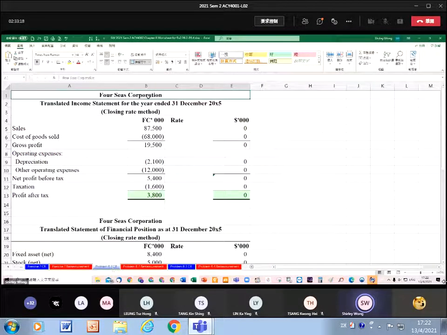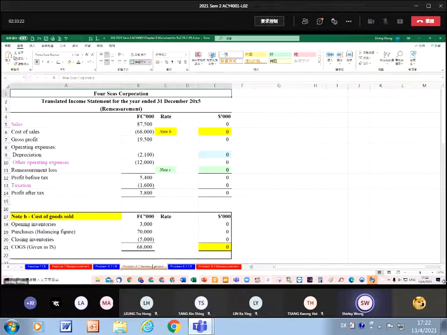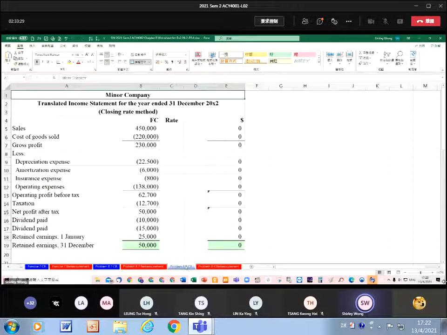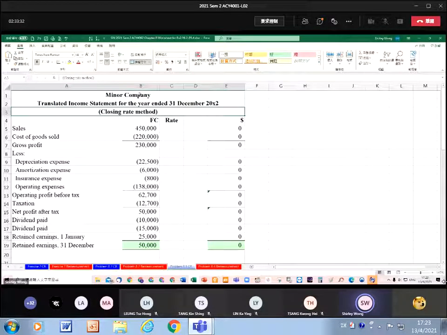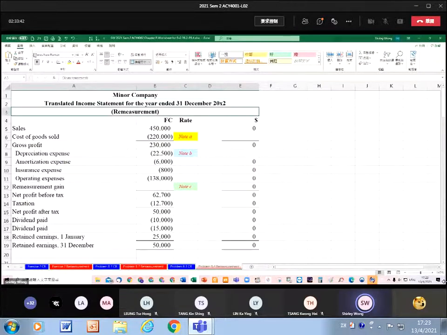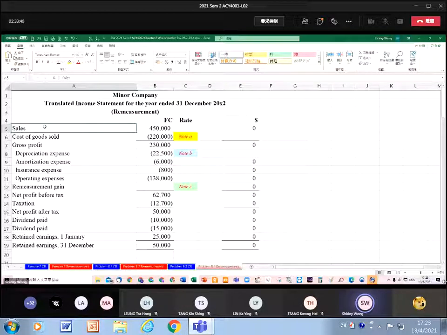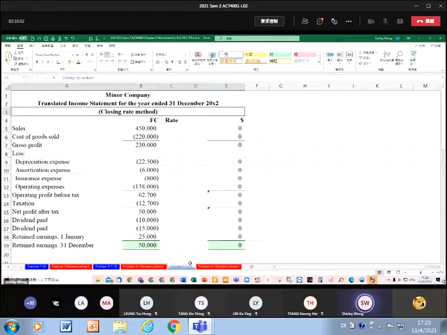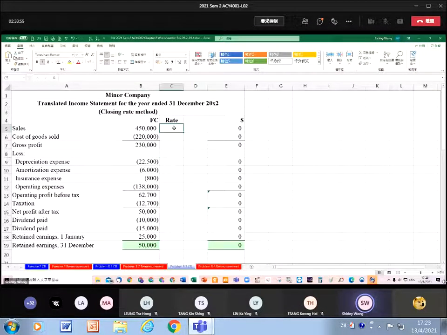And then for problem 8.2, you also need to do the closing rate method and also the remeasurement method. And I have also shown you the details of the format here. And then for problem 8.3, you need to do a minor company. For this minor company, you need to use the closing rate method, and then you also need to do the remeasurement method. Okay, so I show you all these figures here. And then what you need to do next week: under the closing rate method, everything uses the closing rate. Let me just say the closing rate is 1.34, and when you type in 1.34, it will calculate automatically. And then for cost of goods sold, you also need to use the closing rate method.